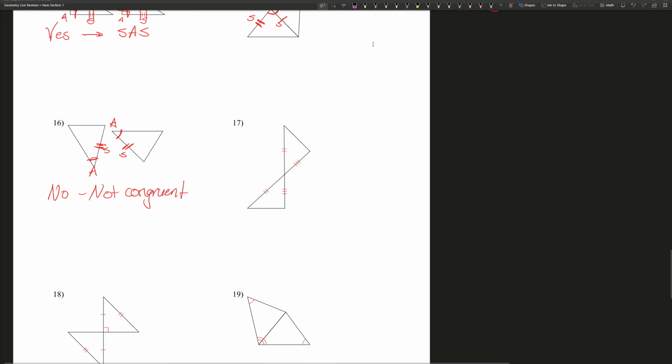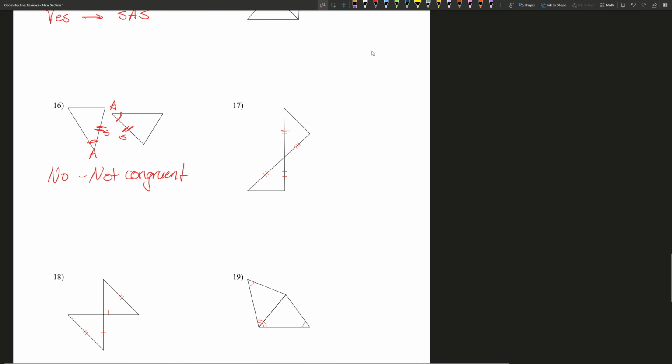Number 17, we have a side congruent to another side. We have another side congruent to another. So we have two sides, but we're not really given any angles. But we should know that this angle will be congruent to this angle because they are vertical. So since we have that, we have a side, an angle, and a side. So yes, these would be congruent because of SAS.